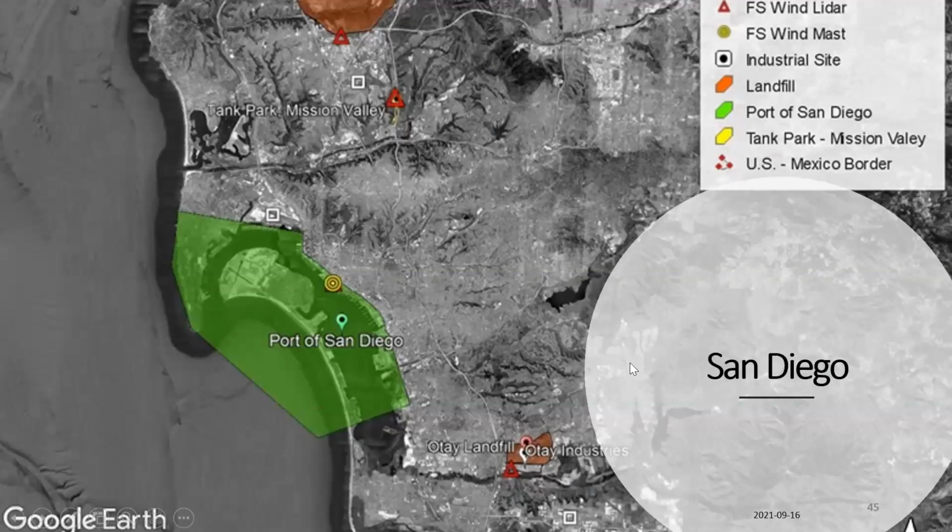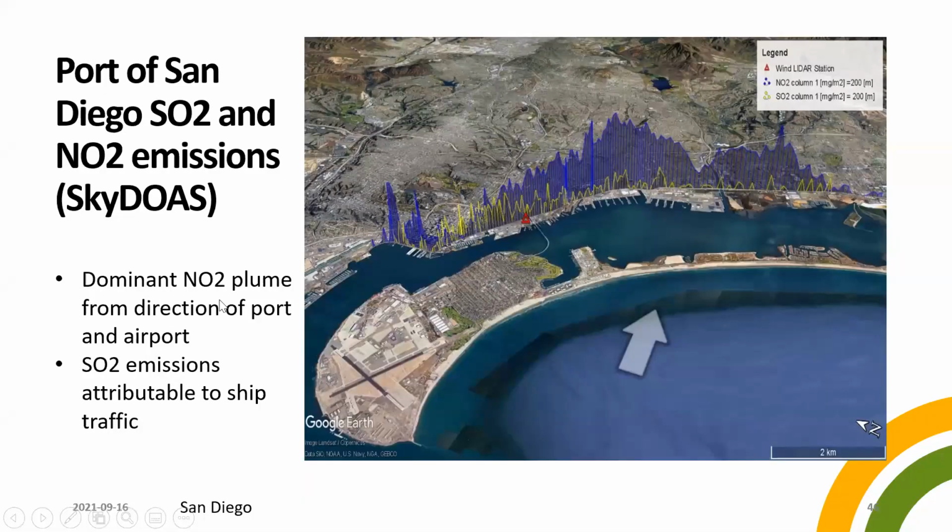We also went down to San Diego and did measurements, and we saw mostly NOx and SOx that we could attribute to all the ship traffic there, heavy ship traffic. So quite distinct sulfur emissions and obviously NOx. To the left here there's the airport, but all these other parts are the harbor.